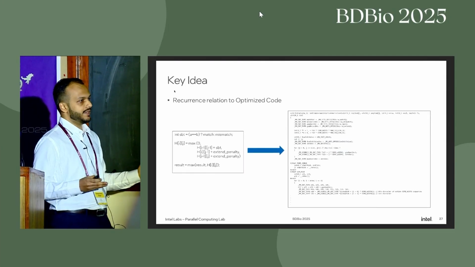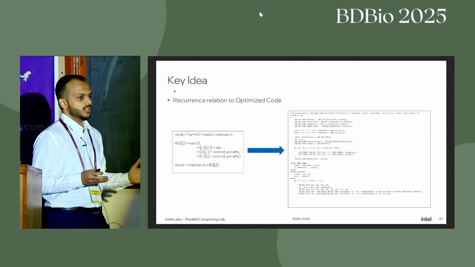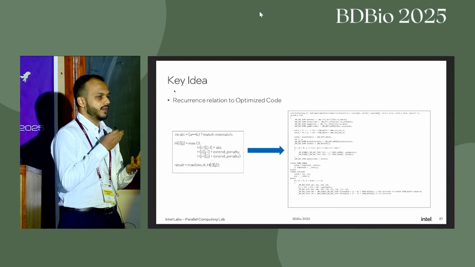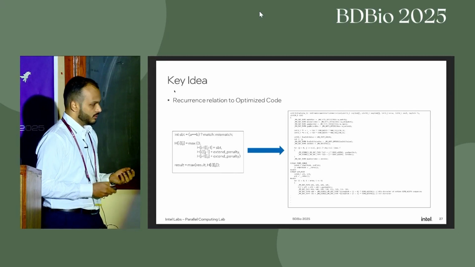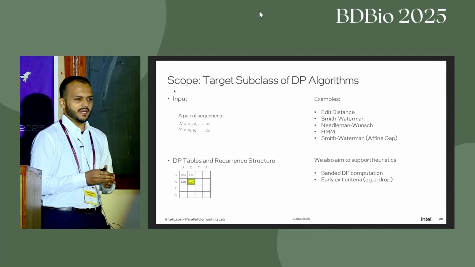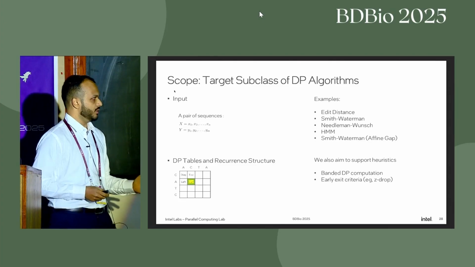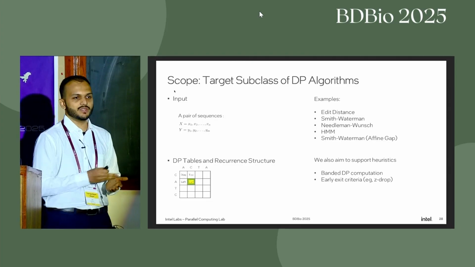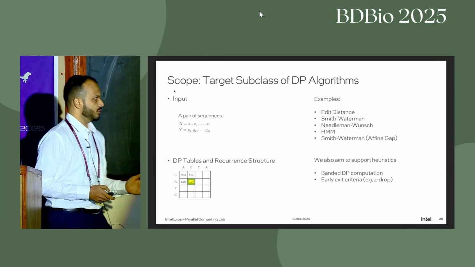Our main key idea is that ideally we would want to just take the crux of the DP algorithm, that is the recurrence relation, and transform it into optimized code. We have seen that there are many different classes of DP algorithm. So we first identified a subclass of DP algorithm which is very relevant in the area of computational biology.